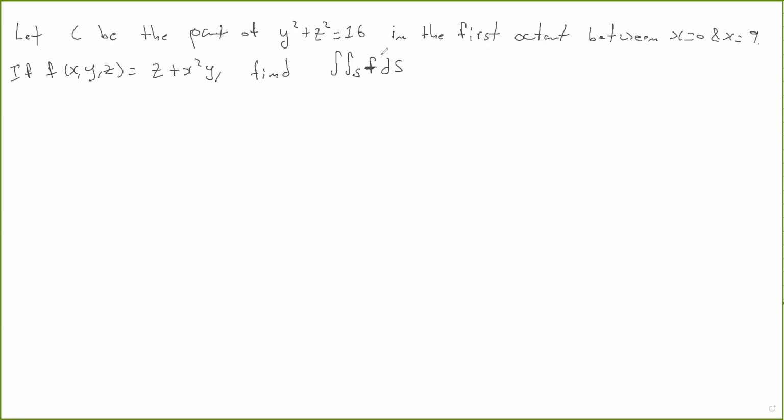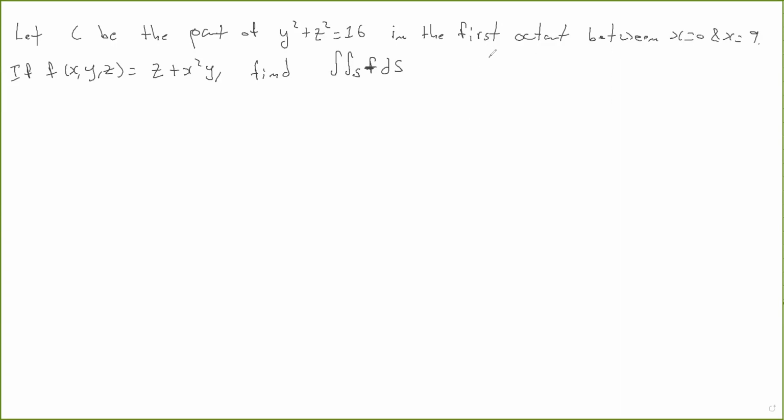Okay, so first of all, y squared plus z squared equals 16. This is a cylinder of radius 4 centered on the x-axis. The first octant just means we want the part in the first octant, and we just want the part from x equals 0 to x equals 9.